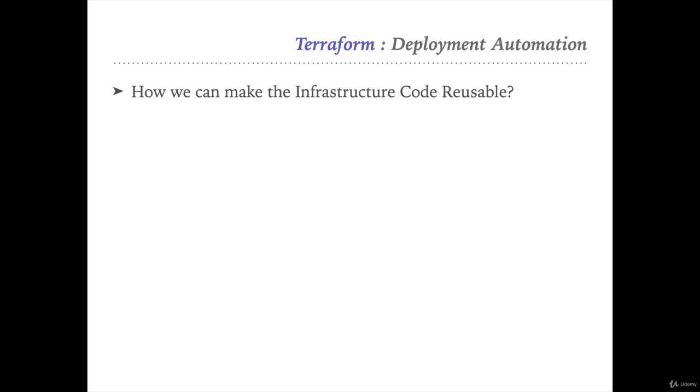If we can't reuse the code, then there's no point in using Terraform for deployment automation, because multiple times we have the requirement to create multiple instances, or a single instance in every project. Does it mean that we need to copy all the directories from the previous project to the new project, then some other project, and then create the infrastructure? That is not the ideal way. So what is the ideal way? How can we make the infrastructure code reusable?